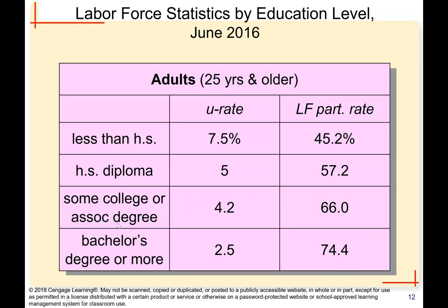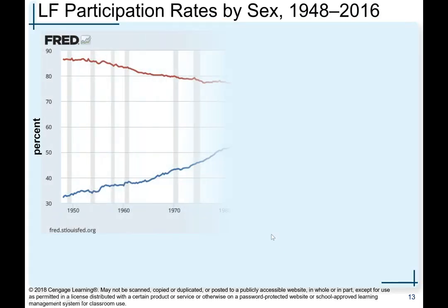Folks with some college or an associate degree have a still lower unemployment rate and higher labor force participation. Folks with a bachelor's degree or more have a still lower unemployment rate, 2.5, and the labor force participation rate is 74.4.